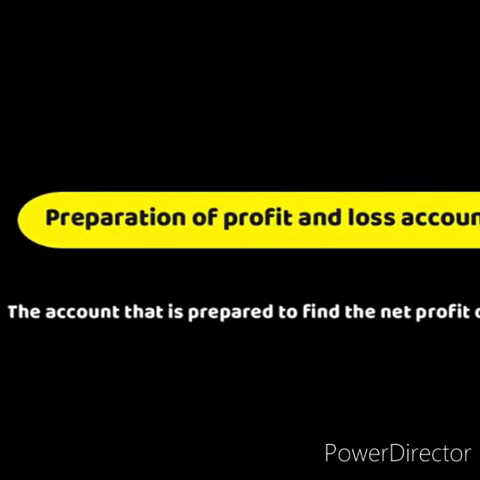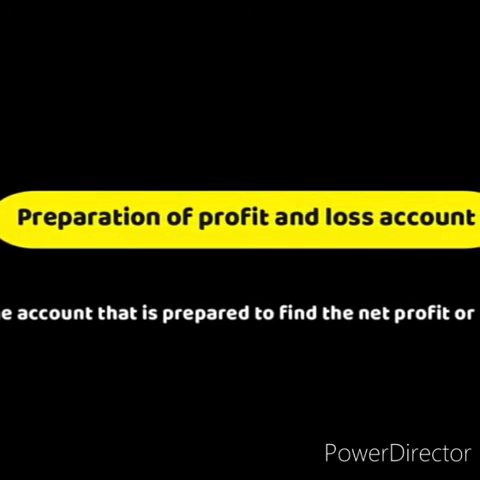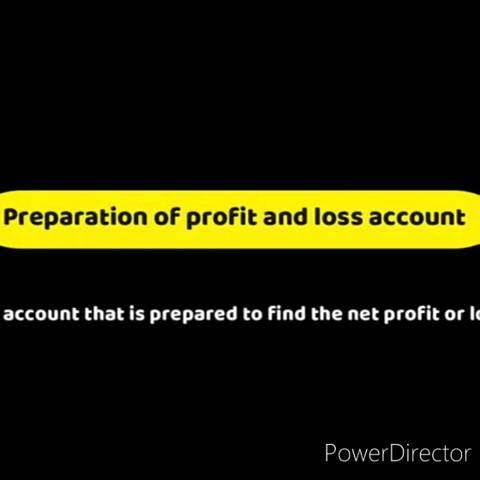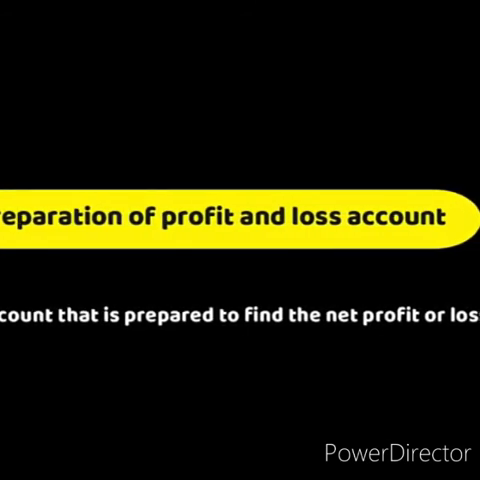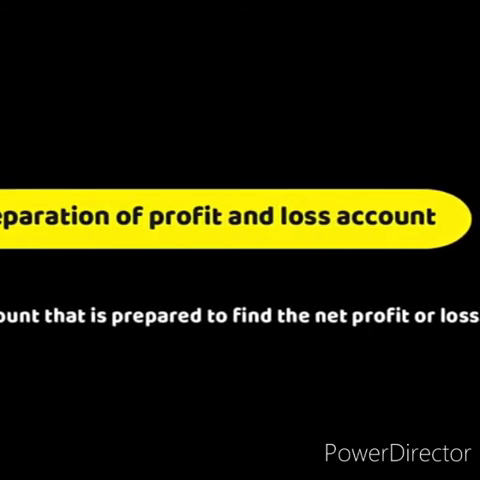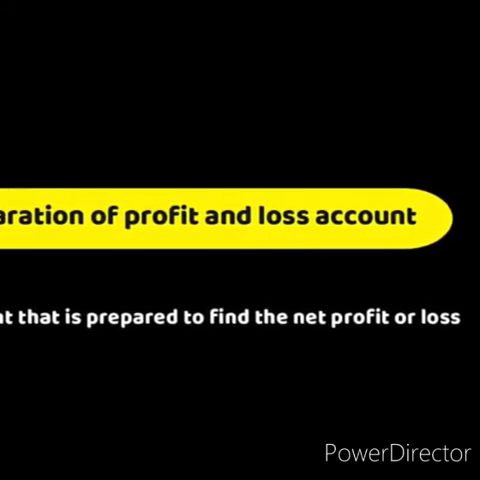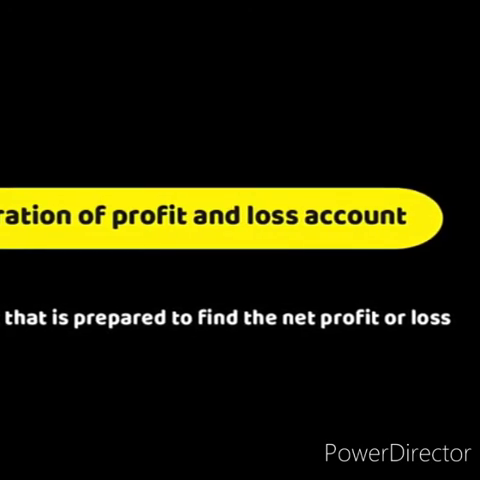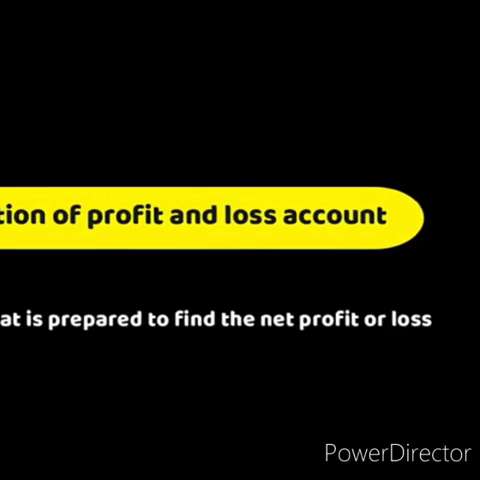Next, preparation of profit and loss account. The account that is prepared is to find the net profit or loss. So in this account, all the indirect revenues, that is all the income that is earned indirectly, and indirect expenses along with gross profit or gross loss are transferred to the profit and loss account.